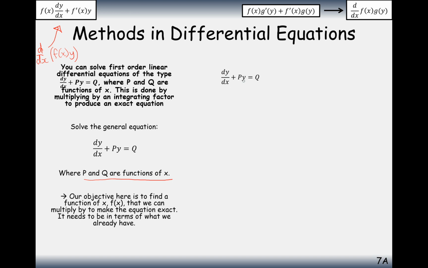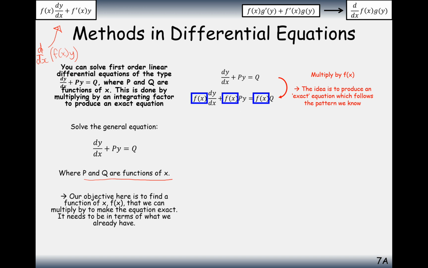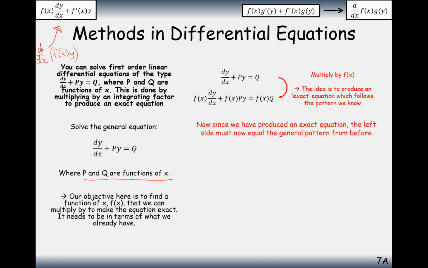dy by dx plus py equals q. P and q are functions of x. So what we need to do then is multiply by that f of x, because f of x appears at the start of the dy by dx, and then f of x has been multiplied to the start of everything. That blue that came up there just really highlights that f of x is multiplied by everything.